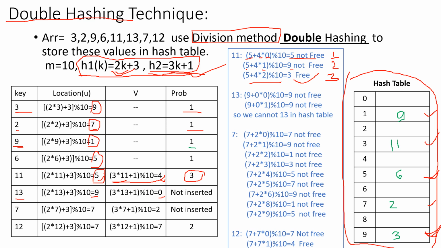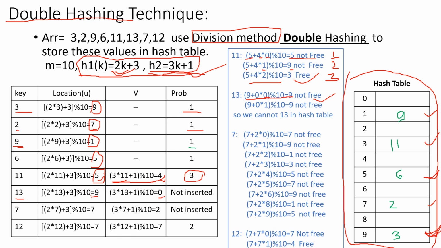If you apply double hashing, what will you do? First hash function, then second hash function, then multiply with the i value. Here the second hash function value is 0. Your formula says first hash function plus second hash function into i. If the second hash function is 0, then whatever the i value is, you always get 0. So every time you will get the index value 9, and that is not free.